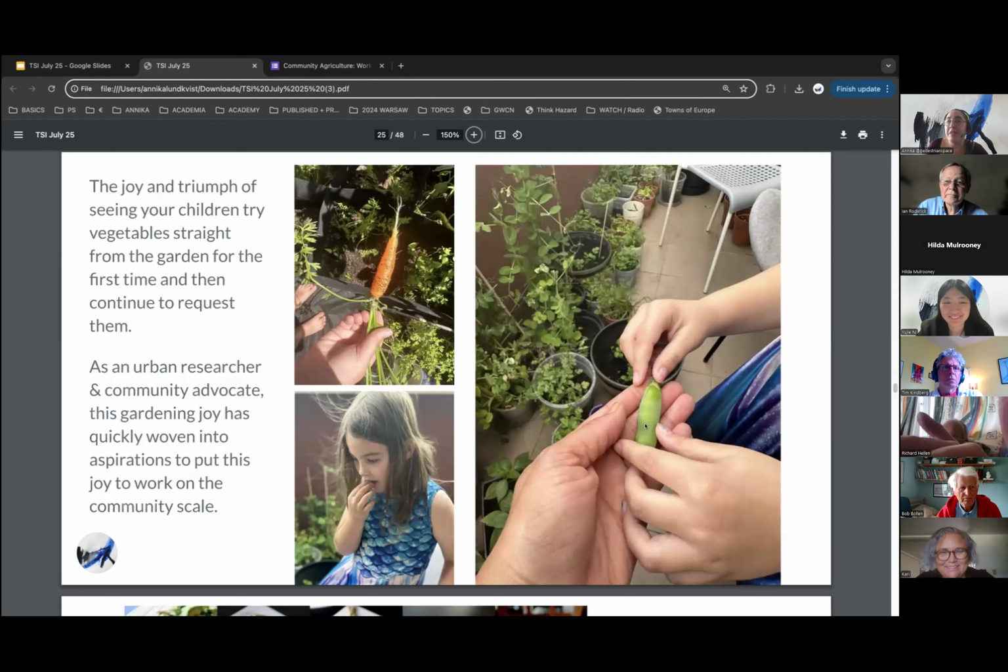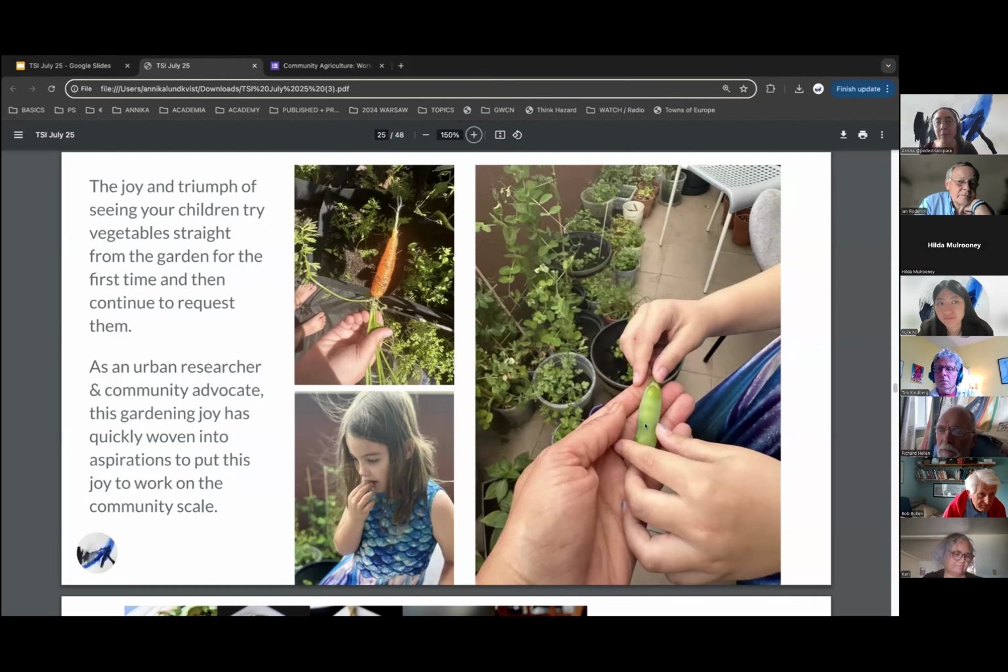The joy and triumph of seeing your own children try vegetables straight from the garden. I'm absolutely nuts about vegetables. My children are not. So to see my daughter eat a carrot directly from the garden, again, I have a feeling some of you here will relate to this, and then continue to ask for homegrown carrots was for me just a massive win. Again, as an urban researcher myself and a community advocate, doing this on the micro scale and thinking, okay, this is what I want to bring to the community scale. This is where I want to join in other people doing this type of work and contribute to this.